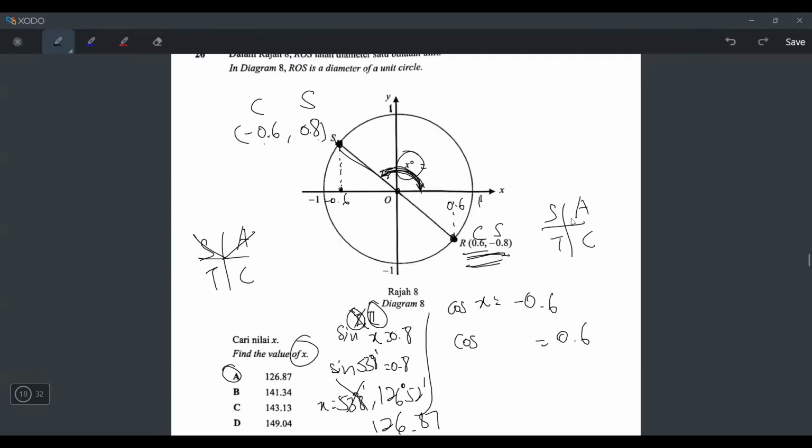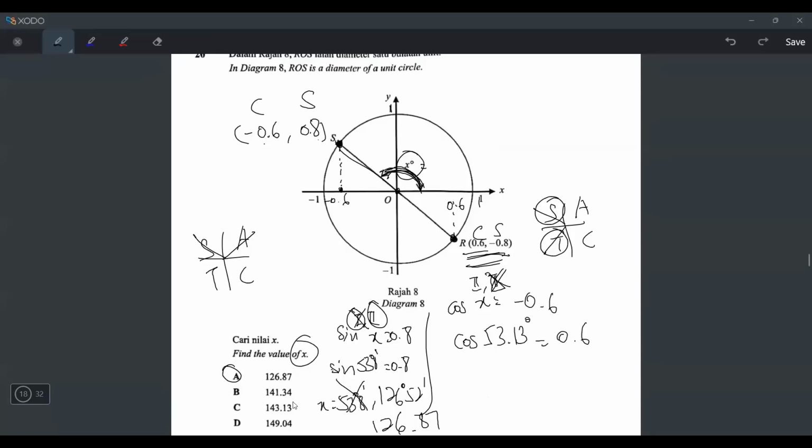Cos is negative. Cos is positive in quadrant A and quadrant C, but cos is negative, so it'll be here and here. This is quadrant 2, this is quadrant 3. So it'll be 2 and 3. But I already mentioned this angle x is a quadrant 2 angle. So I don't think I'll take the quadrant 3 answer, but the quadrant 2 answer. Now I'll press shift cos 0.6. But don't press the negative. So shift cos 0.6, I get 53.13 or 53 degrees 8 minutes.